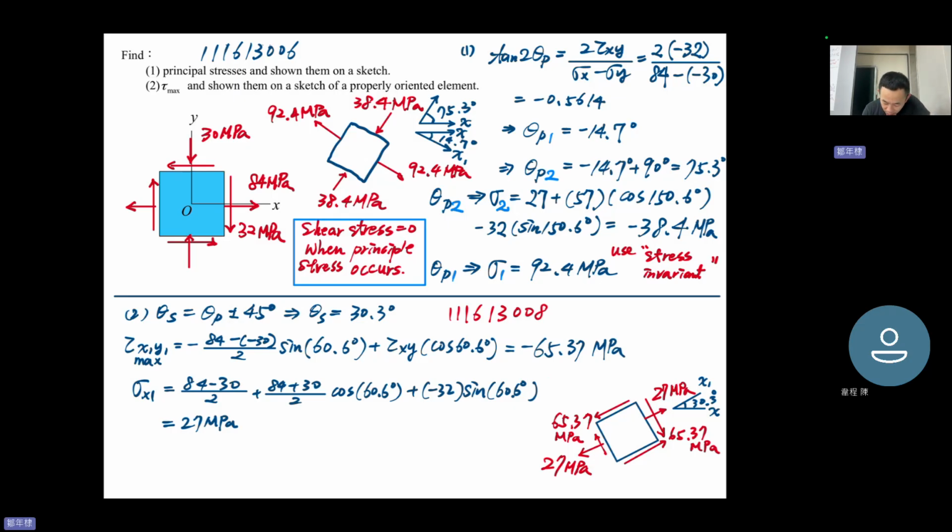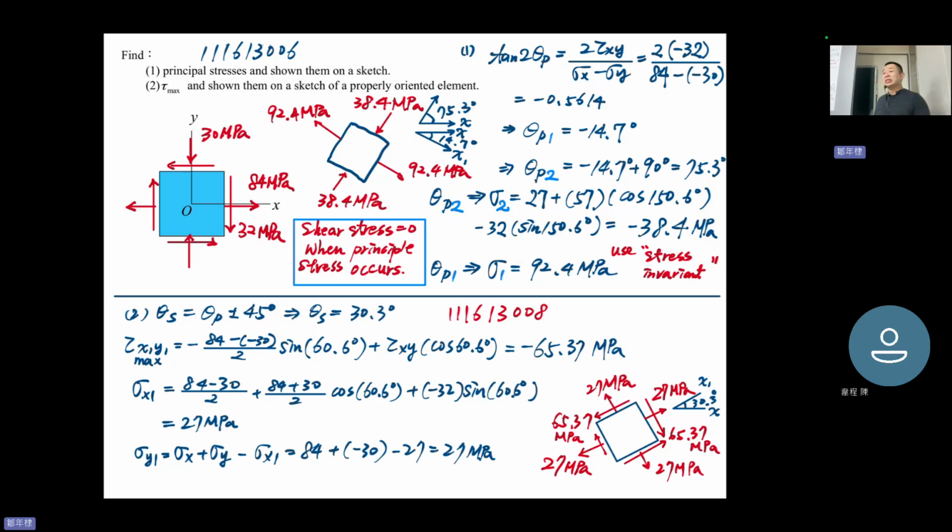Okay, the other one, sigma y1. So sigma 1 again, stress invariant minus sigma x1 equals 84 plus minus 30 minus 27, equal to 27 MPa. So again, positive 27 MPa. Okay, done. Okay, good, good, good.